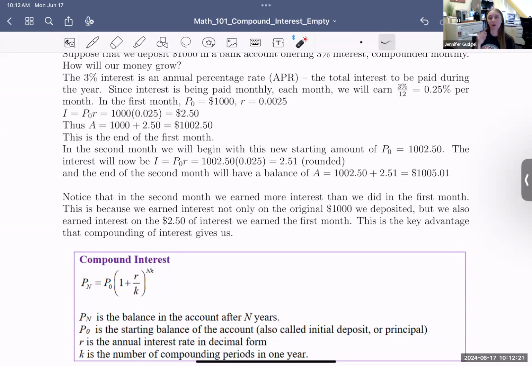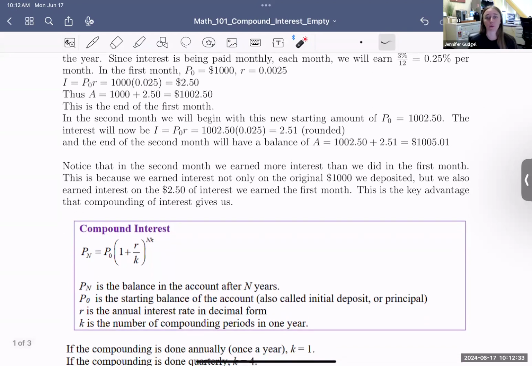Right? We get a little bit more interest with every month that passes, and all of a sudden we could potentially be making a lot more money, especially if it's a large initial amount, right? That interest can really start to accrue quickly.